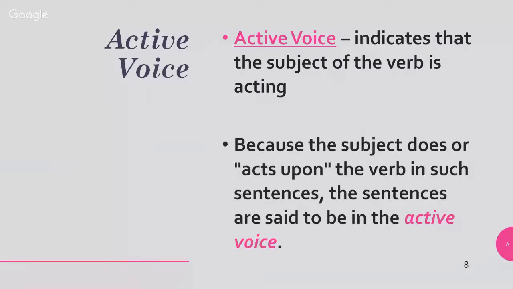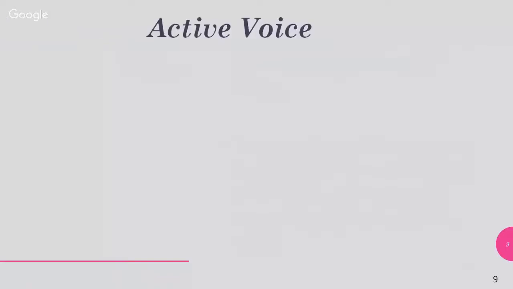Because the subject does or acts upon the verb in such sentences, the sentences are said to be in the active voice. That is, the subject performs the action. The subject does something. And the subject acts. And therefore, the sentence is said to be in the active voice. Correct.